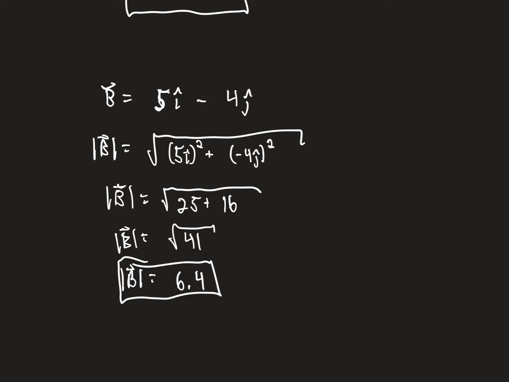Square root of 41, 6.4. So I plug that in, I get my magnitude. How do I find the direction of this? Go back to where you look.